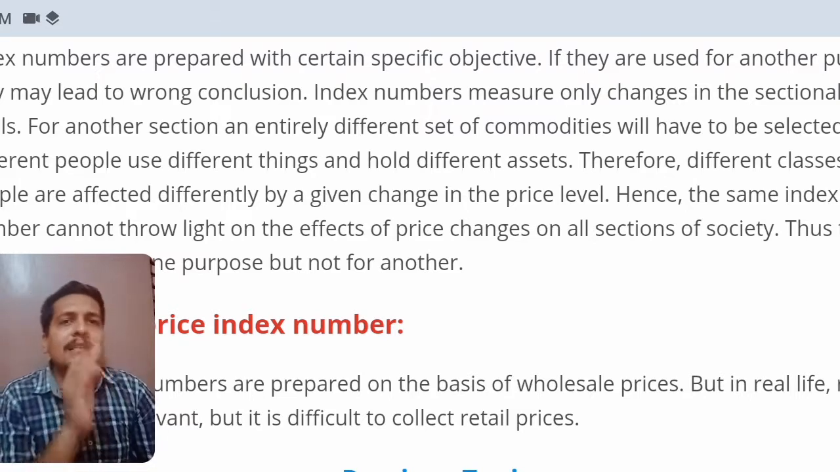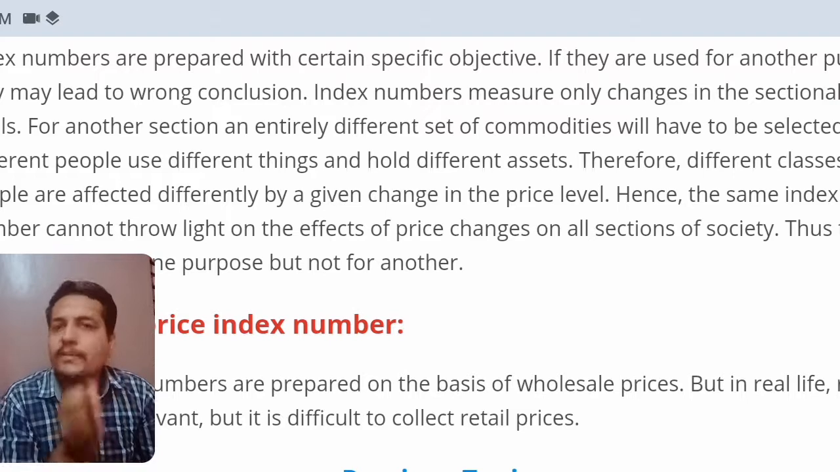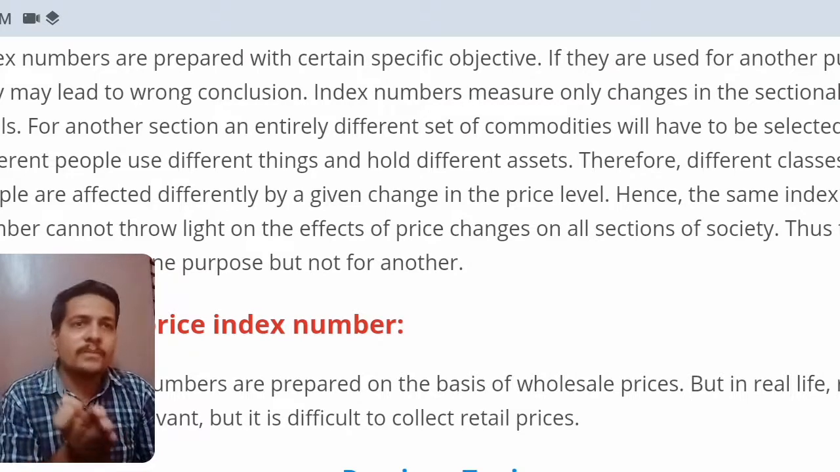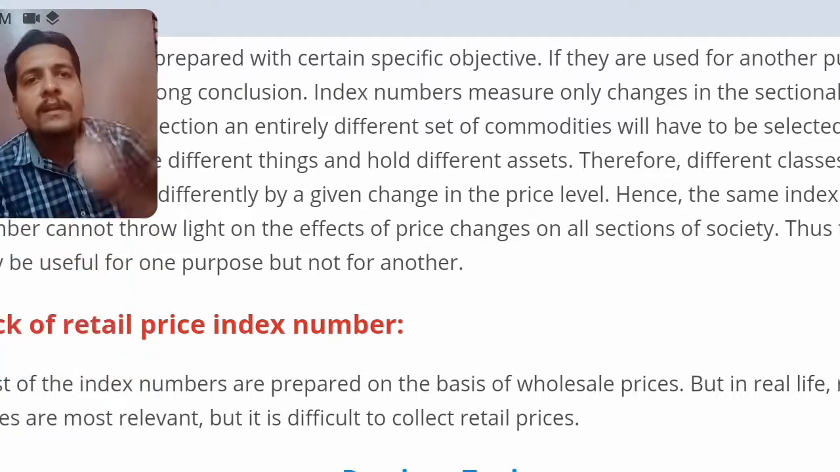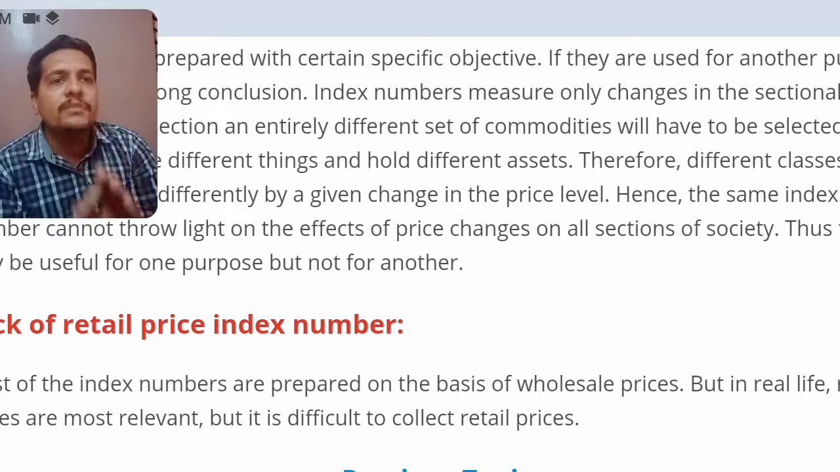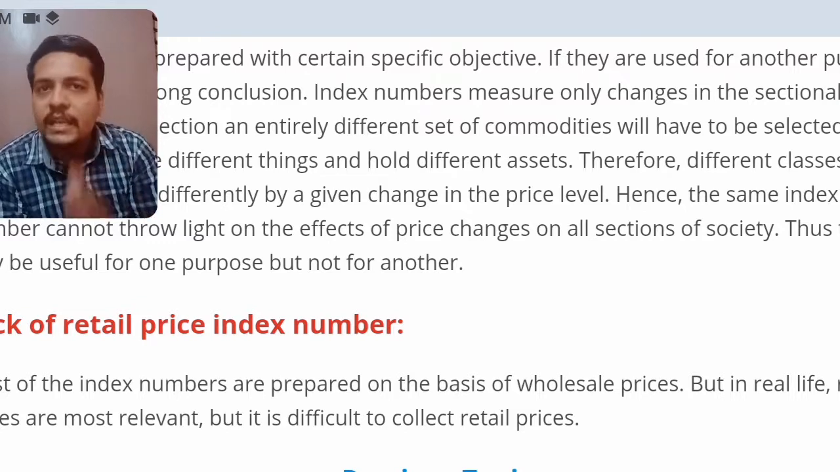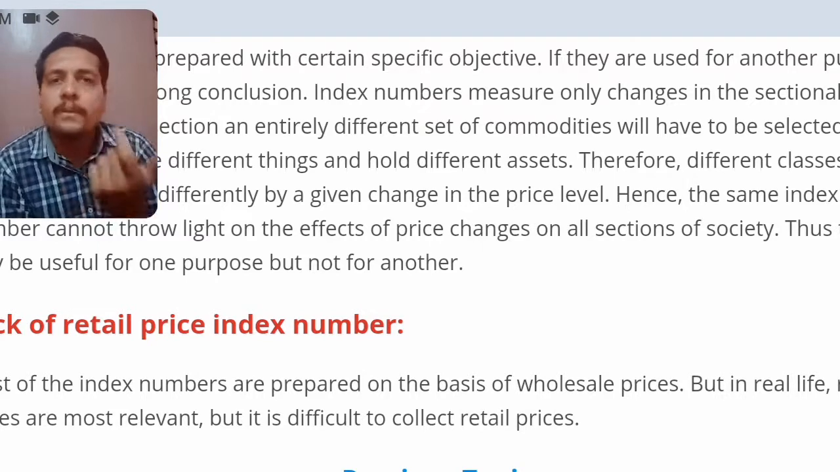Therefore, different classes of people are affected differently by a given change in price. This is very much important. Hence, the same index number cannot throw light on the effect of price changes on all sections of society. Thus, they may be useful for one purpose but not for another.